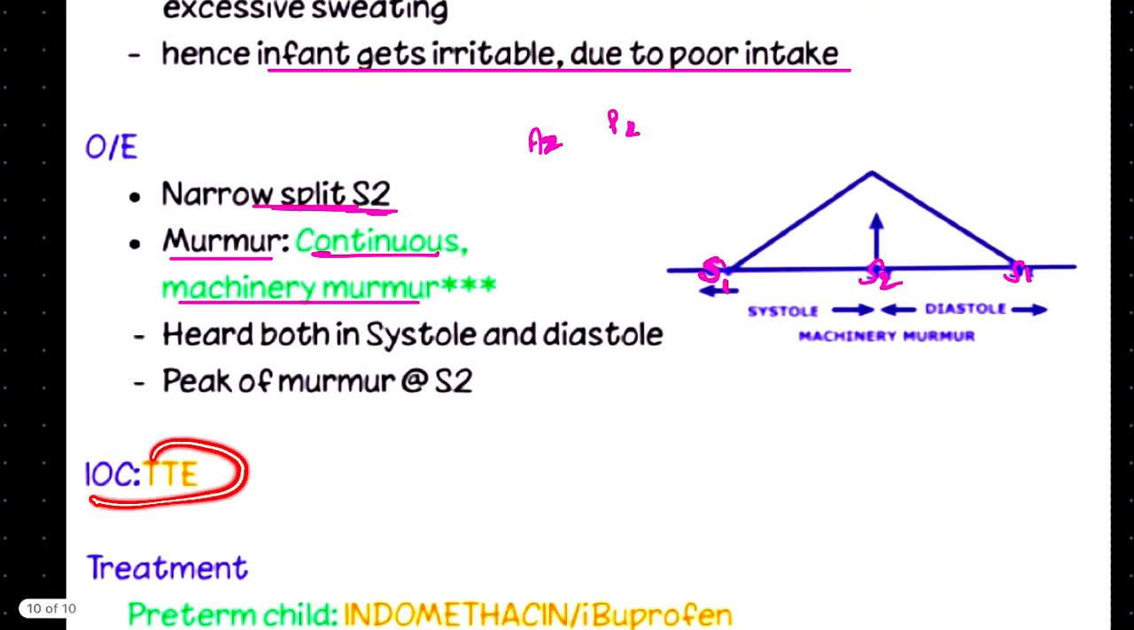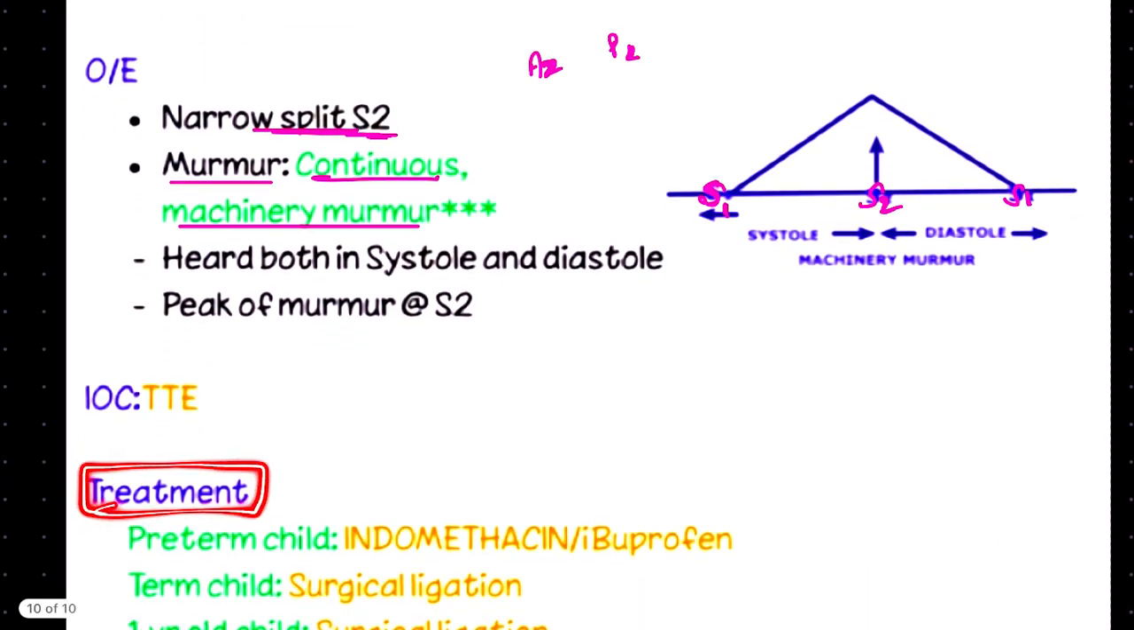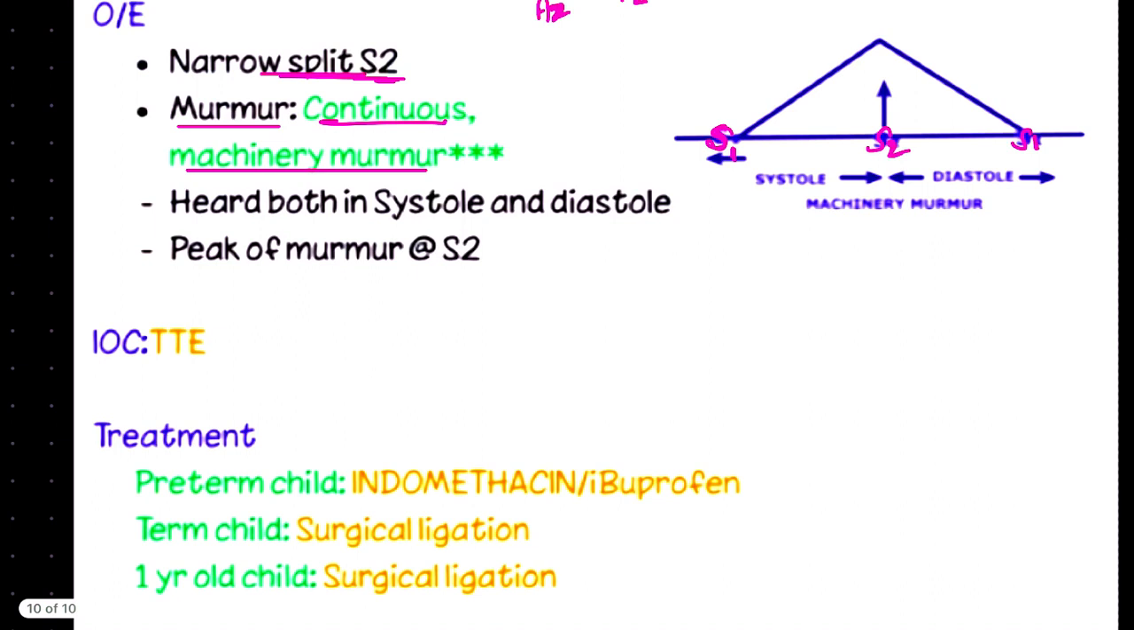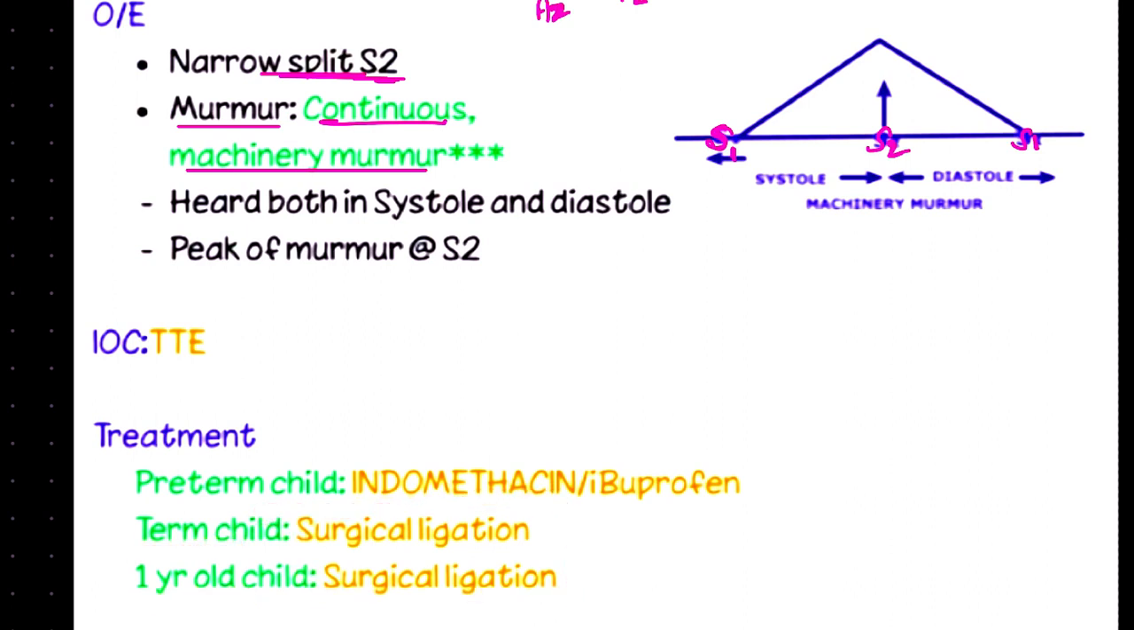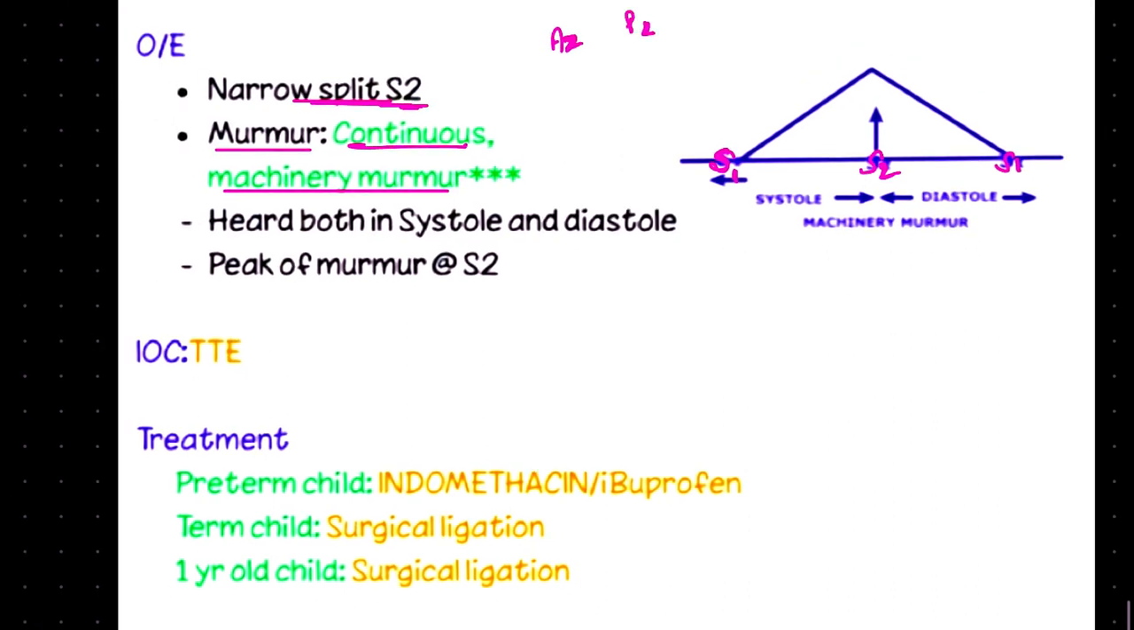How are we going to identify this condition? We will do a transthoracic echocardiogram. Talking about treatment, in the case of preterm children we provide indomethacin or ibuprofen. It helps in inhibiting prostaglandin synthesis, and this plays a role in closing the patent ductus arteriosus. For a term child and a 1 year old child, we do surgical ligation. We just ligate the patent ductus arteriosus. Okay, this was about the treatment of patent ductus arteriosus.